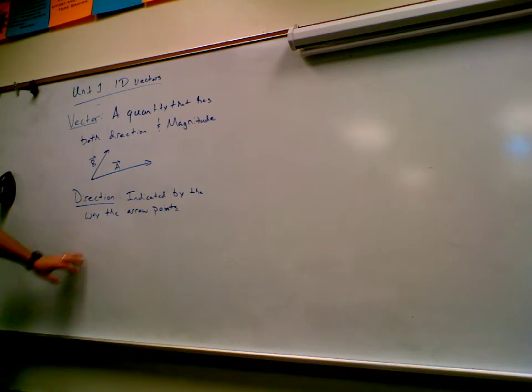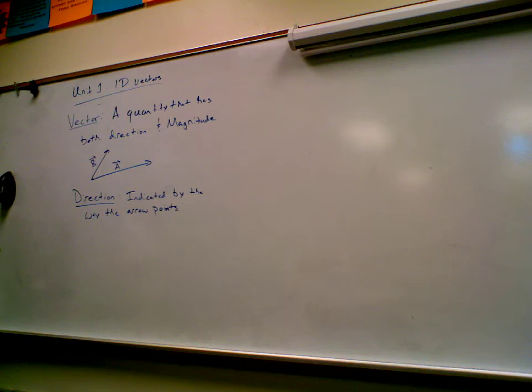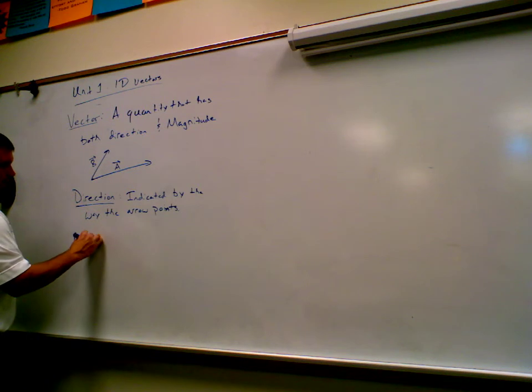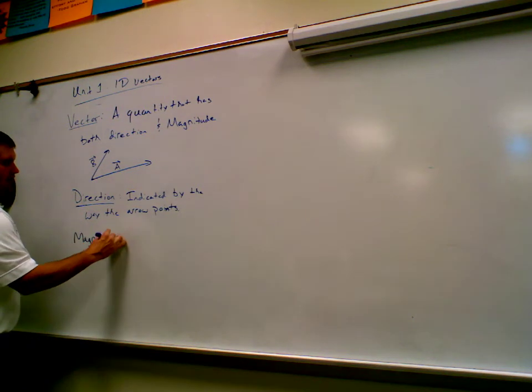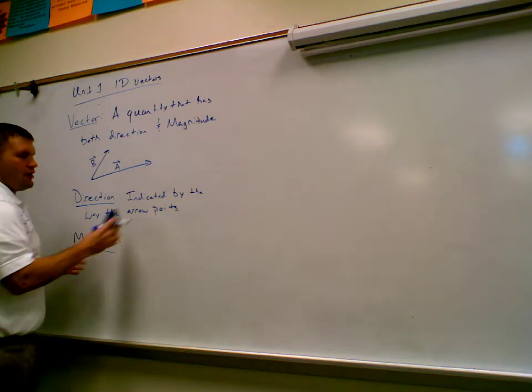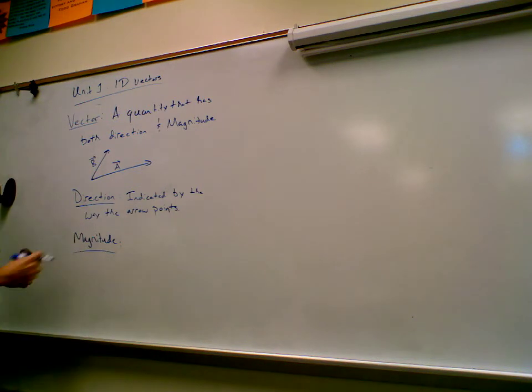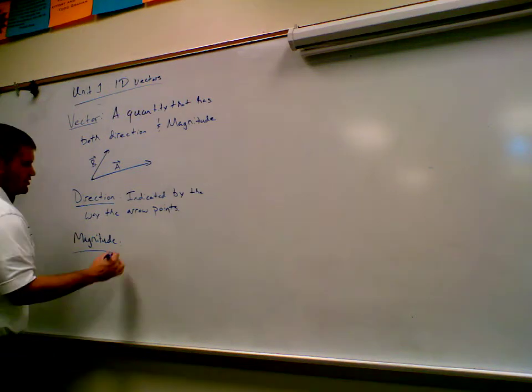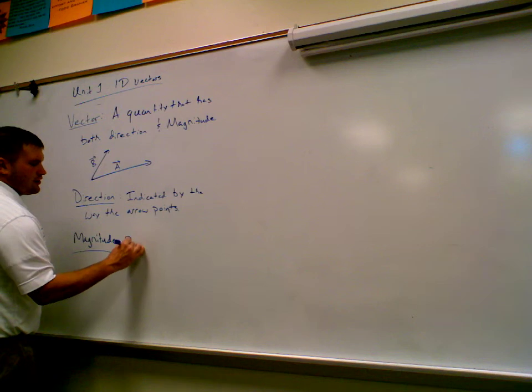Thank you. So the direction is indicated by the way the arrow points, right? And what's the magnitude? What indicates the magnitude? The length of the arrow. Good. So which vector up here has a greater magnitude? A. Why does A have a greater magnitude? Because the arrow is longer. Okay. So magnitude is represented by the length of the vector.